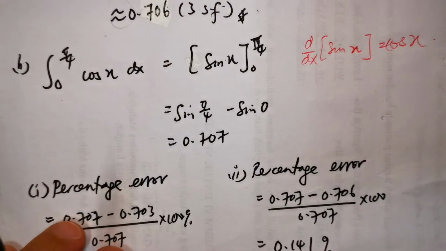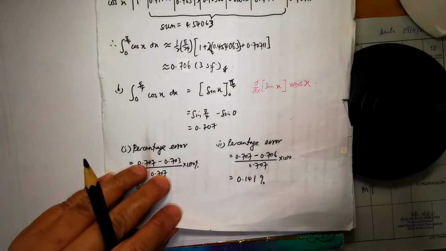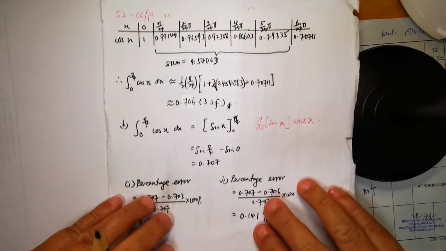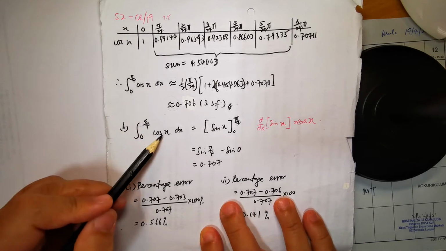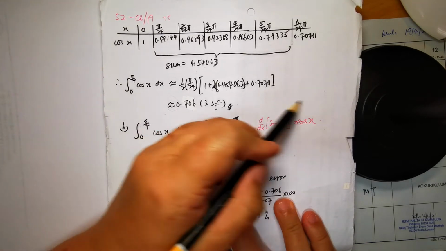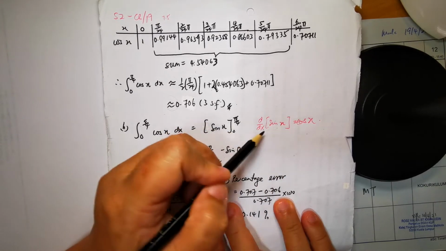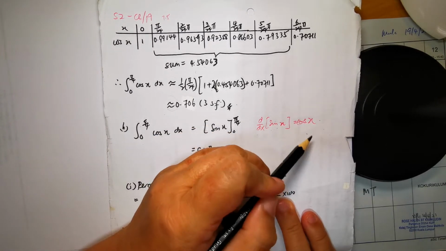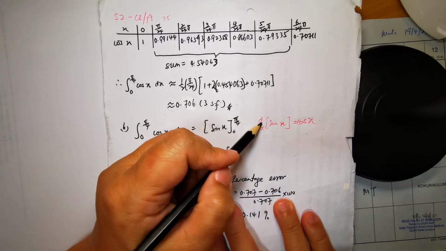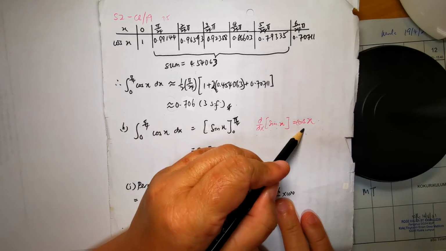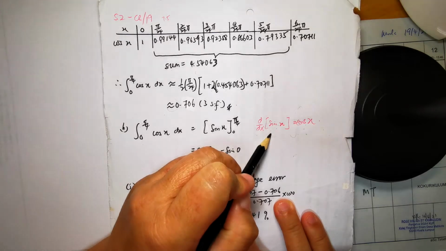Okay, let's see here. So to integrate cos x, very simple. Remember, we have done differentiation of this. We know that if we differentiate sine x, we get cos x, right? And integration is actually the reverse of differentiation. So if you differentiate sine x, you get cos x. Then when you integrate cos x, you get back sine x. That's it. Very simple.